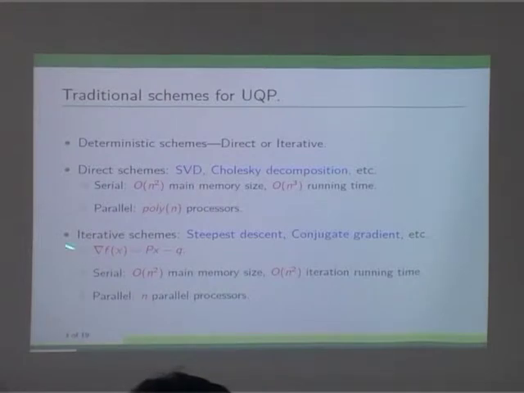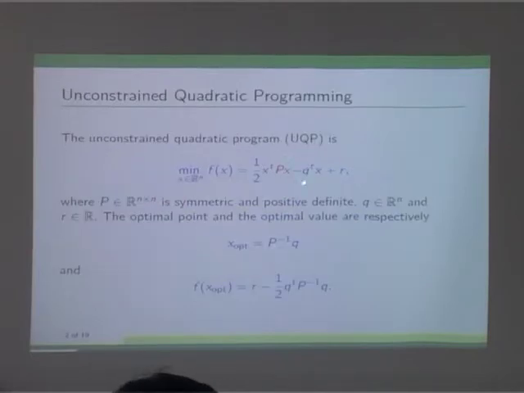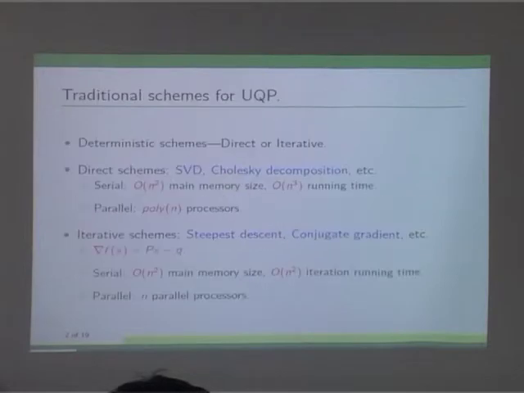These are called the gradient based iterative schemes. The gradient for the quadratic function is given by this. What I want you to observe is there is a matrix vector multiplication, and here also there is a matrix vector multiplication. So even just computing the function value or the gradient involves a matrix vector multiplication, which has an order n square running time. In very high dimensions, this is the problem.